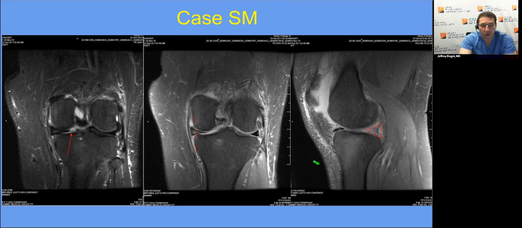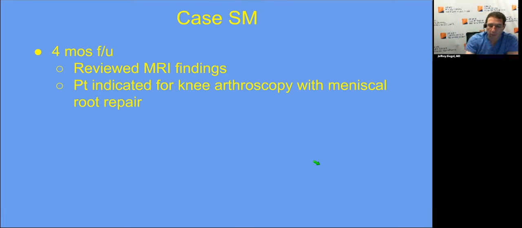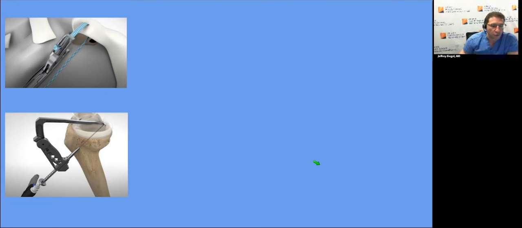So this patient was 48. She didn't really have much arthritis on x-ray, maybe a little bit on the MRI. And we know from the literature that patients with meniscal root tears will have a very high incidence of going on to developing osteoarthritis pretty rapidly, and many of them needing a knee replacement. So she was indicated to undergo a meniscal root repair.